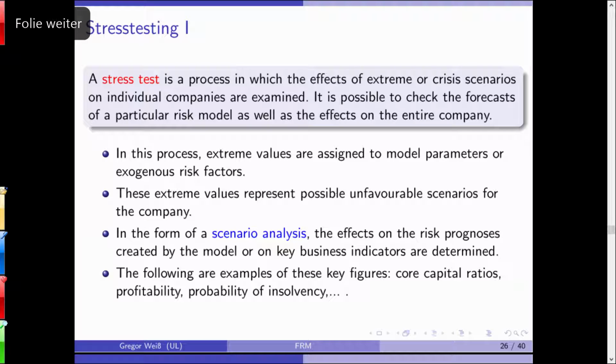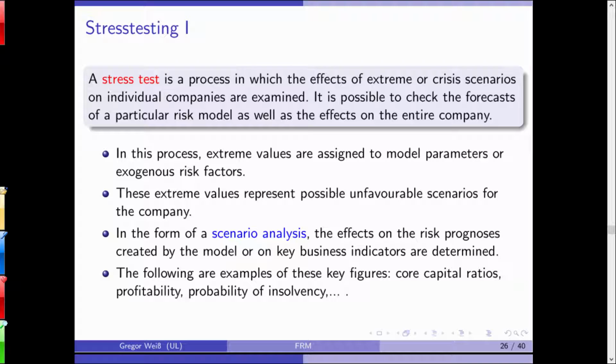Okay. Stress testing is also quite simple. What you do in stress testing is, it's a process in which you assume extreme or crisis scenarios and you examine the effect on individual companies, for example, banks. So you can check, for example, the accuracy of a particular risk model, but you can also, in macro stress tests, test the resilience of the whole financial sector. And this is what the European Central Bank has done a couple of times now.